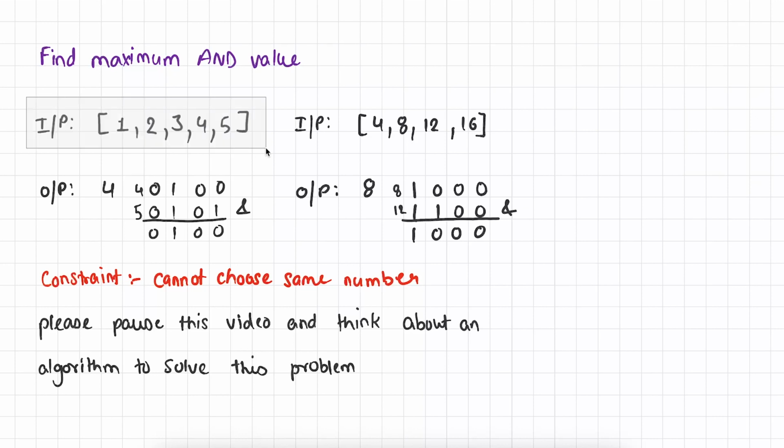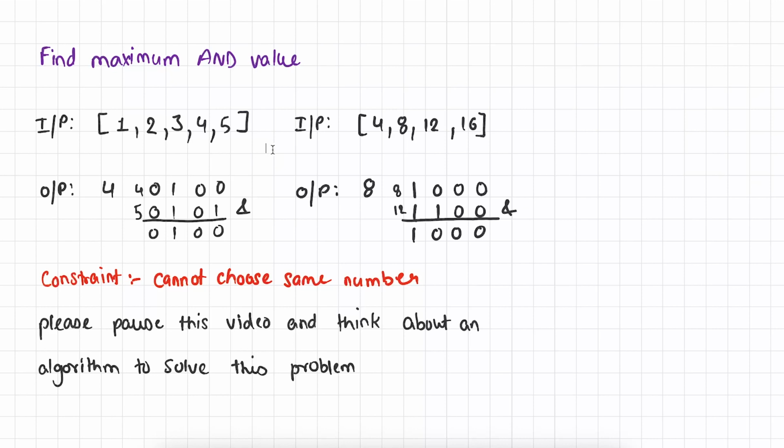Let's say this is an array, and in this array we have 5 elements: 1, 2, 3, 4, 5. When we do bitwise AND of 4 and 5, we get 4. Apart from these two numbers, if you do bitwise AND of any numbers like 1 and 2, 2 and 3, 1 and 4, you always get a number less than 4.